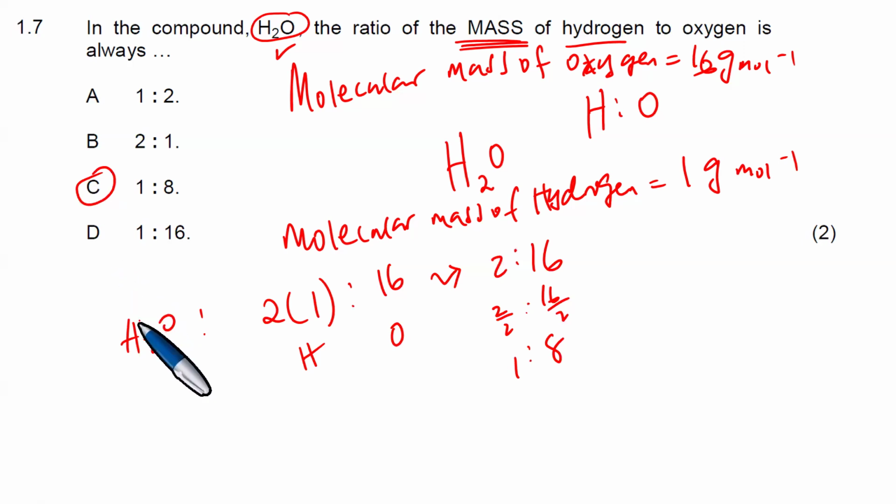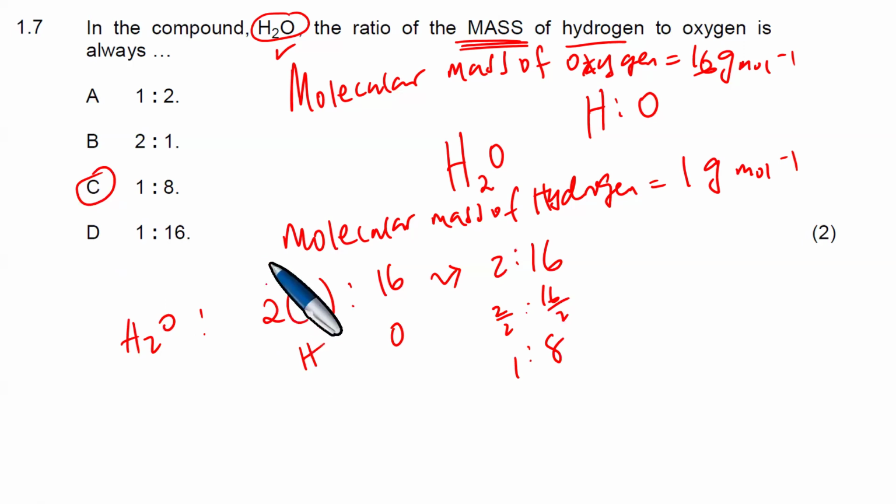The letter C in 1.7. So we're looking at the ratio of the mass of hydrogen to oxygen. It is the ratio 1:8. Any question? Who does not understand? If you don't understand, please ask.